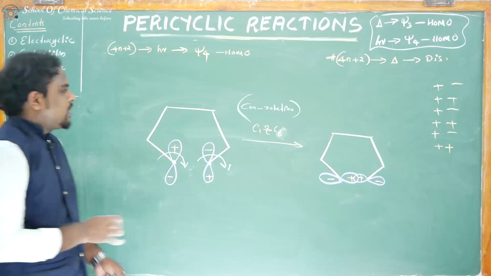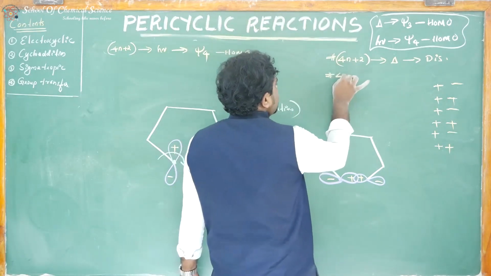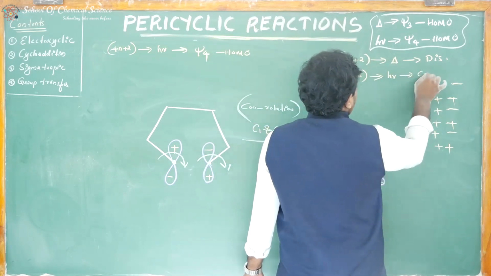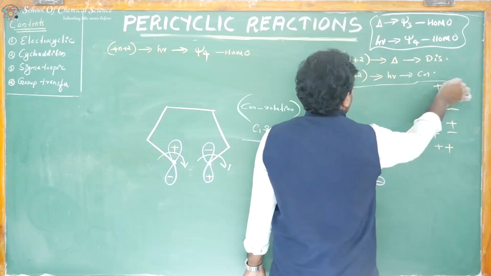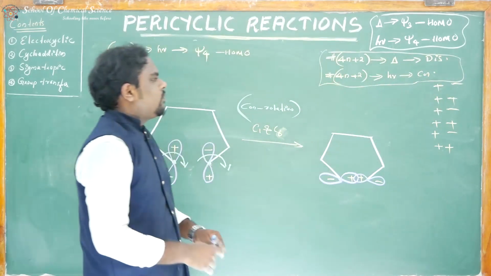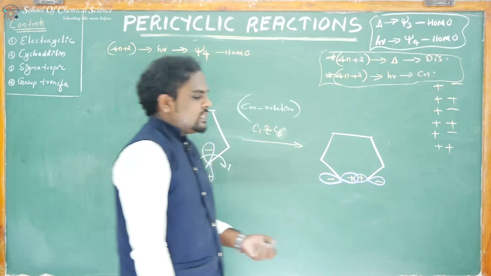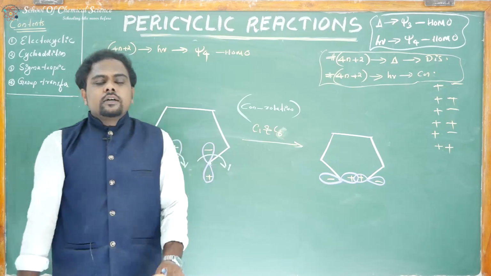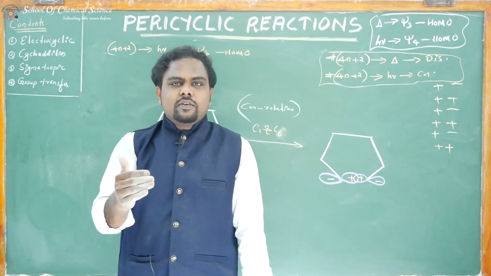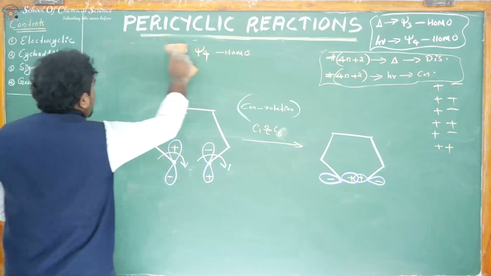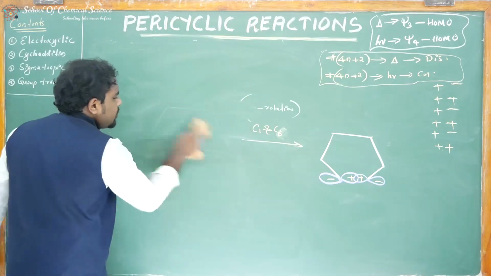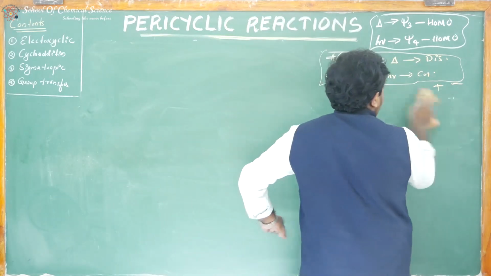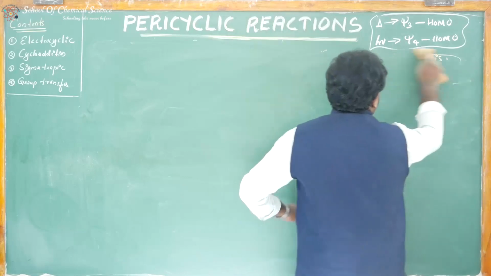So what is the summary? How can we sum up? 4n+2 system, photochemical condition, con rotation. So that's about the mechanism of electrocyclic reaction. We have a short trick. You have to study the short trick, but also study the sign of the molecular orbitals, because you can expect a question, and that was also a previous question. That's why I explained the complete mechanism.